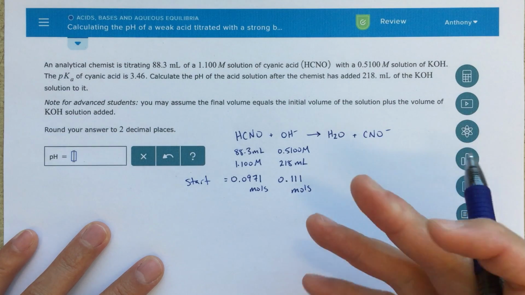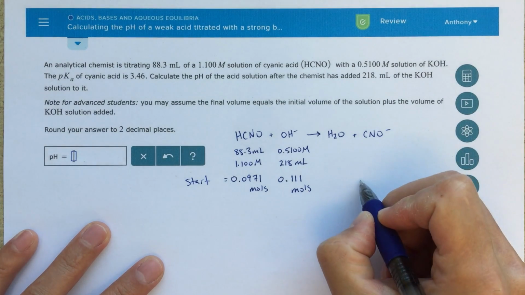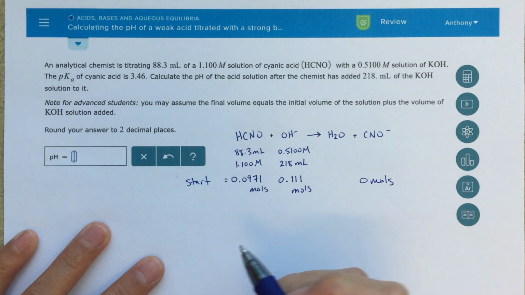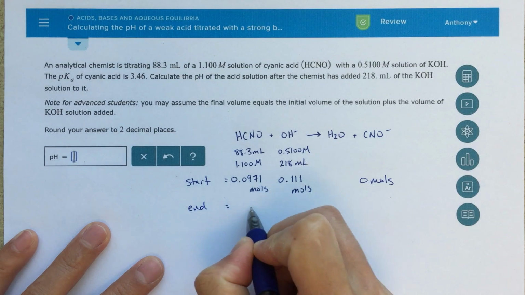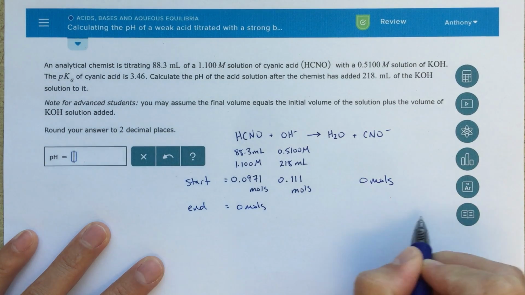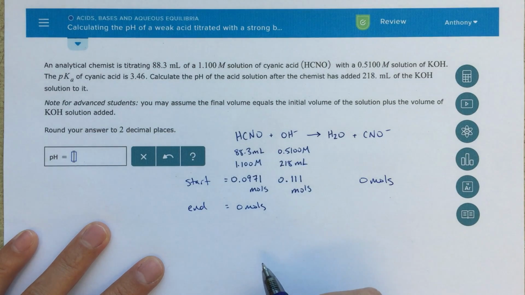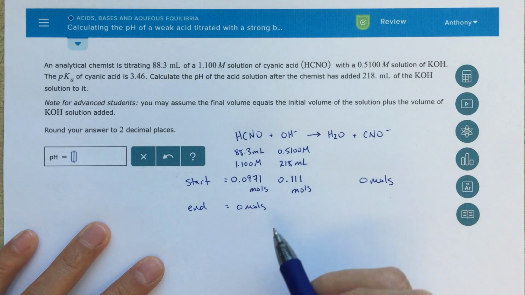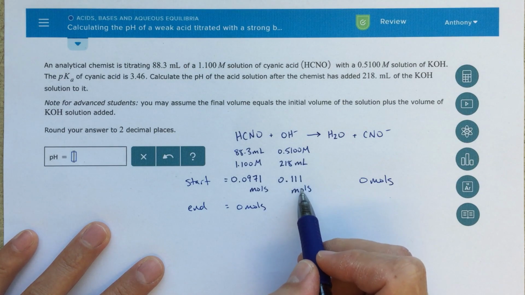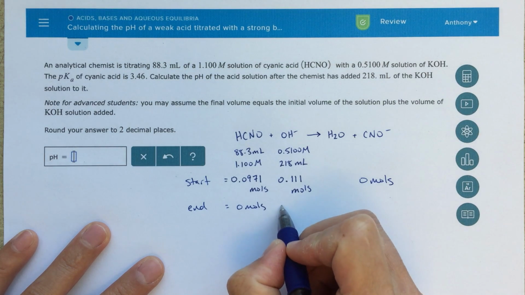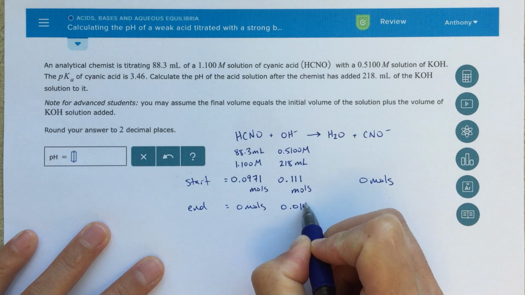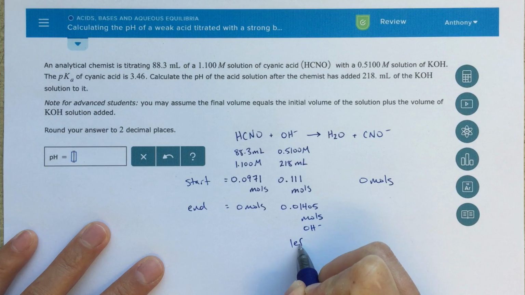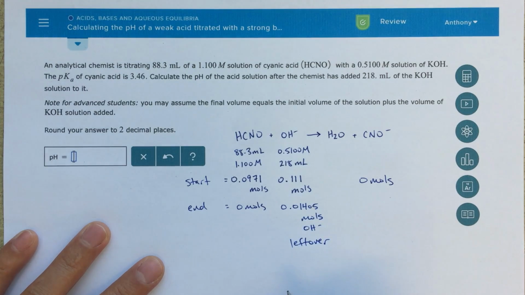Is it past the equivalence point? And that's where we're going to be here. Because in this case, my HCNO, my weak acid, is my limiting reagent. So after this reaction goes to completion, I'm going to have used up all of that weak acid. So that's going to be 0 moles for my HCNO. And then my OH minus, there's going to be some left over. 0.111 minus this value here is going to say that there's 0.01405 moles of OH minus left over, and that's strong base.